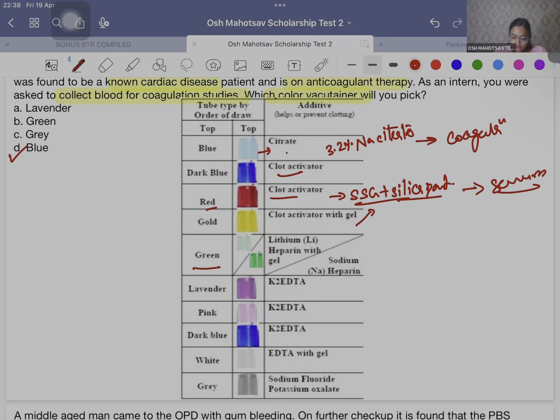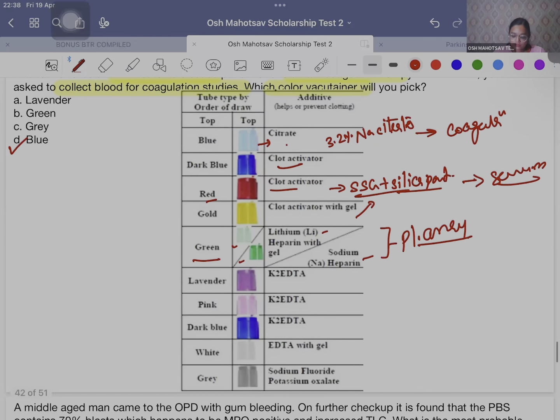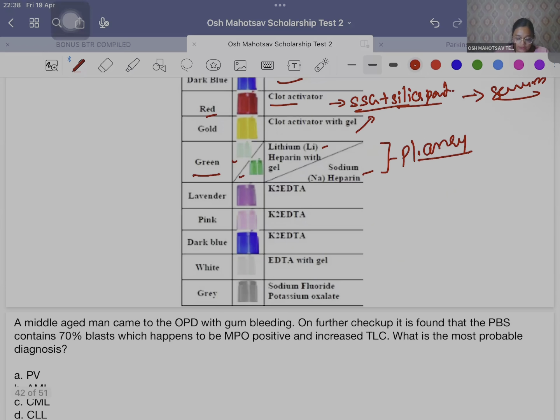Next is green, so light green and dark green. Light green is having lithium heparin, and the dark green is having sodium heparin. Both of them are for the plasma assay, like our ABG, osmotic fragility test, all of these things we will be checking here. In the lavender, we are having K2 EDTA. This is for the hemogram and platelet studies.